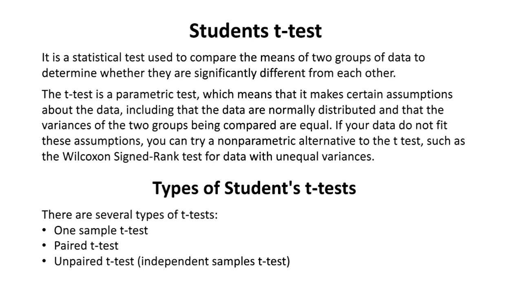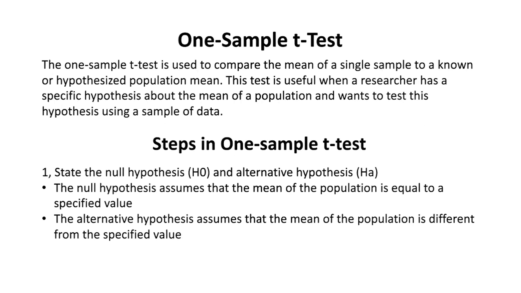Types of Student's t-tests. There are several types of t-tests: one-sample t-test, paired t-test, unpaired t-test (independent samples t-test). One-sample t-test. The one-sample t-test is used to compare the mean of a single sample to a known or hypothesized population mean. This test is useful when a researcher has a specific hypothesis about the mean of a population and wants to test this hypothesis using a sample of data.